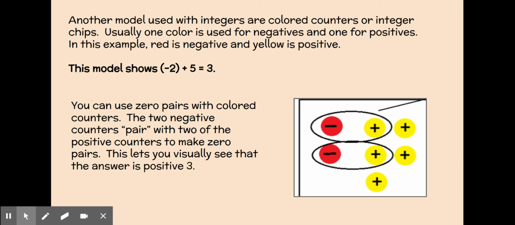You can use zero pairs with color counters. That helps you visually see the answers a little better. So the two negative counters pair up with two of the positive counters to make 0 pairs. This lets you visually see that the answer is positive 3. You can visualize those negative and positive numbers pairing up and making 0.